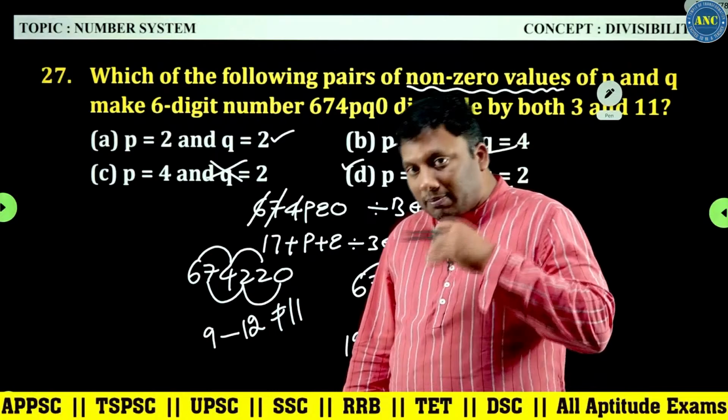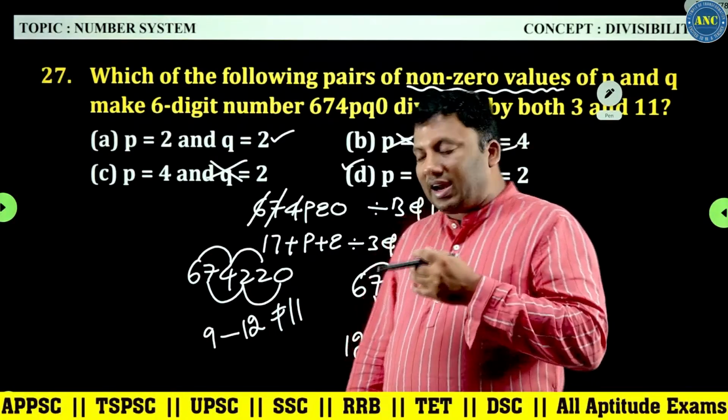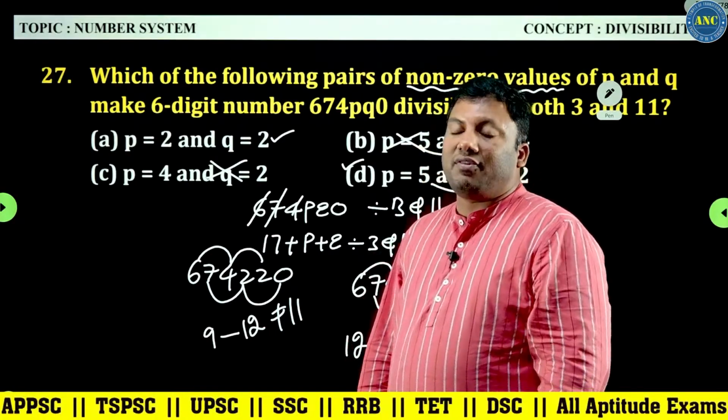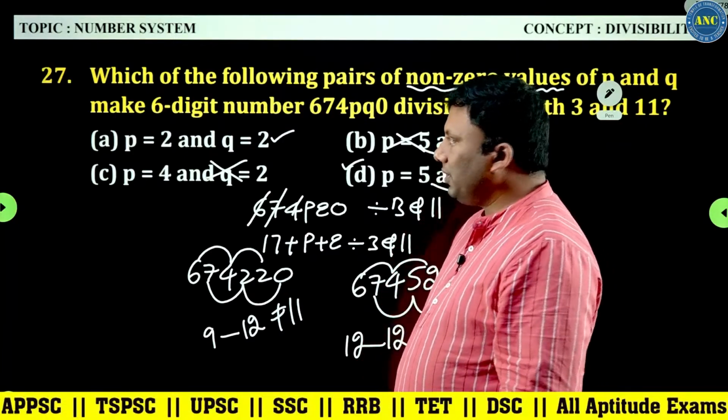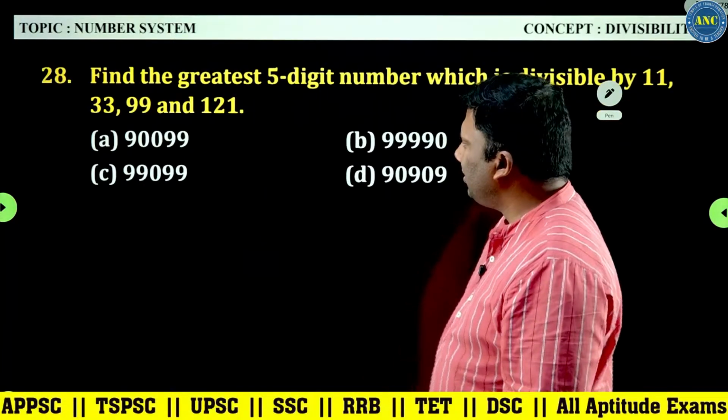For 3, the sum of the digits should be divisible. Right? For 11, it is sum of odd places minus sum of even places.